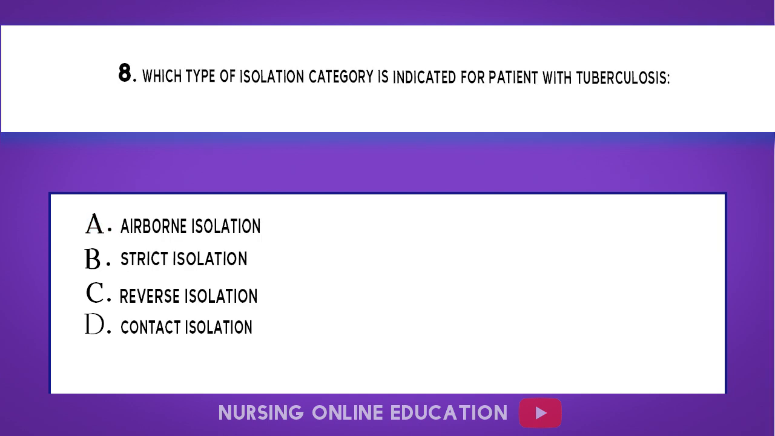8. Which type of isolation category is indicated for patient with tuberculosis? A. Airborne isolation. B. Strict isolation. C. Reverse isolation. D. Contact isolation. The answer is option A, airborne isolation.